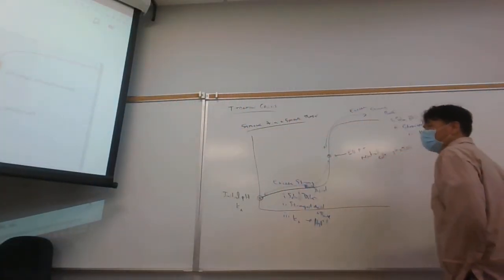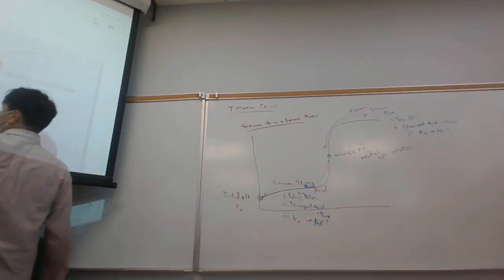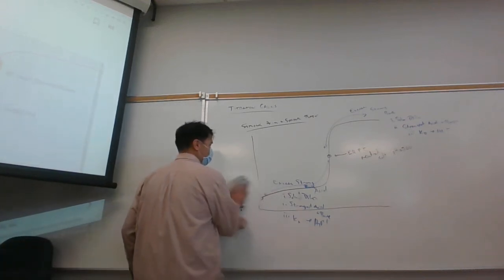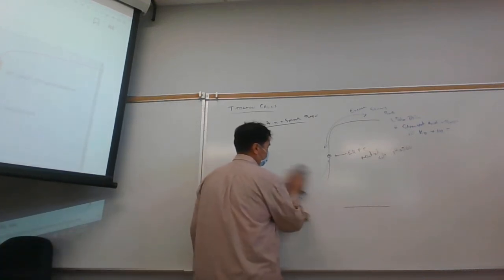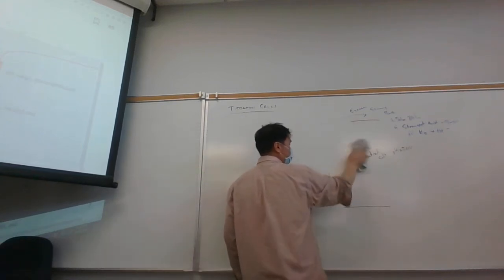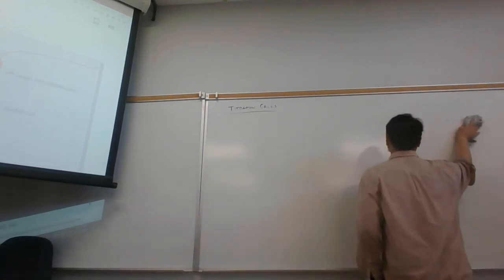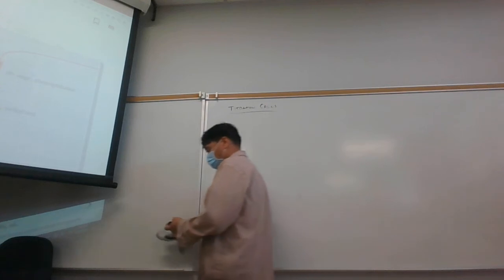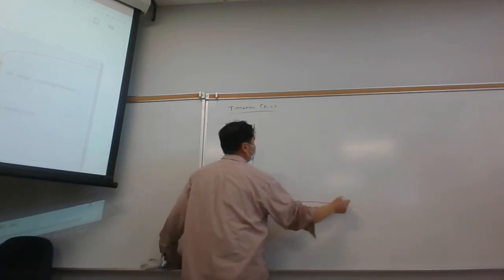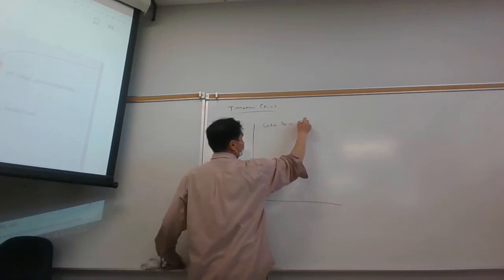In this case, at the equivalence point, it's not pH 7. The reason it's not pH 7 at the equivalence point is because we make a basic salt. We don't make a neutral salt. For example, acetic acid plus sodium hydroxide yields sodium acetate. Sodium acetate is a weak base, and therefore the pH is going to be greater than 7. So this will be a weak acid plus strong base.